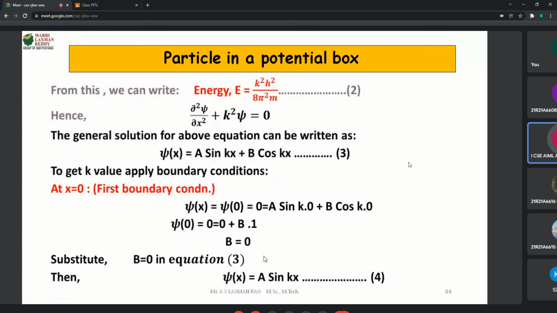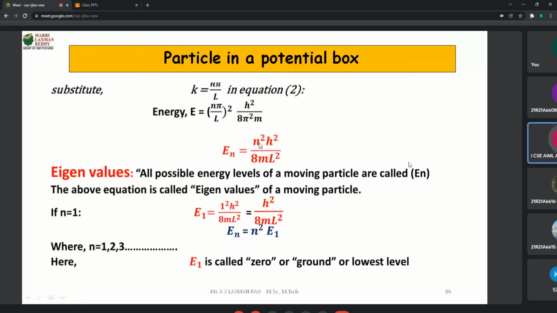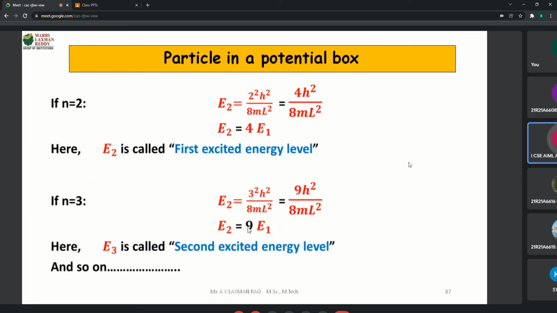What is that expression? Eigenvalues are all the possible energy levels of a moving particle. We get the k value, and you substitute that k value in the above equation. Finally you get En equal to n square h square by 8 m l square. These are the eigenvalues, all possible energy levels of a particle in motion, and psi n is called the eigenfunction.